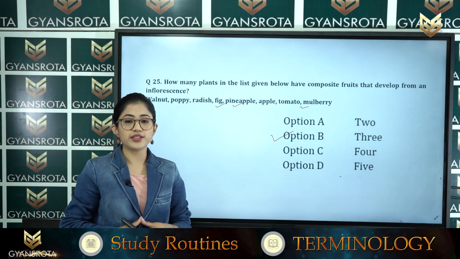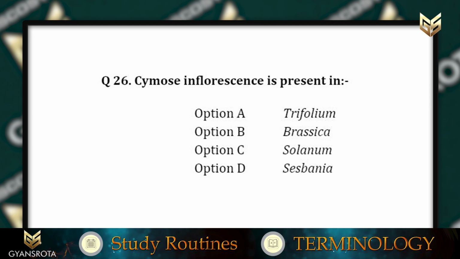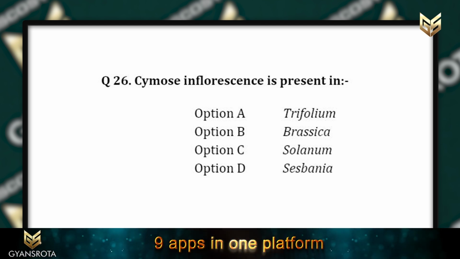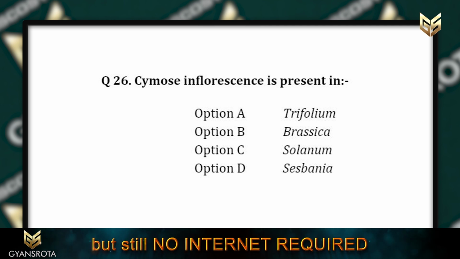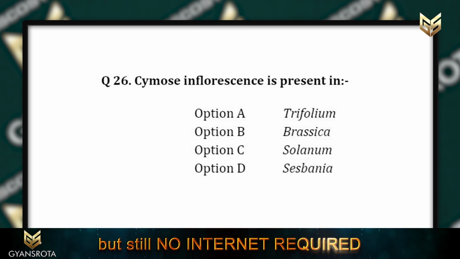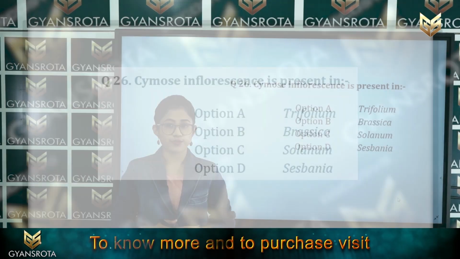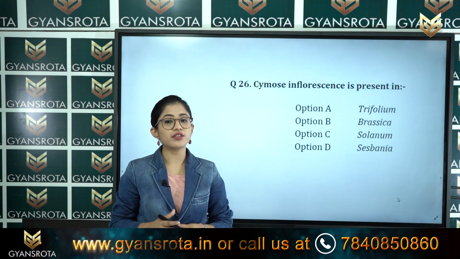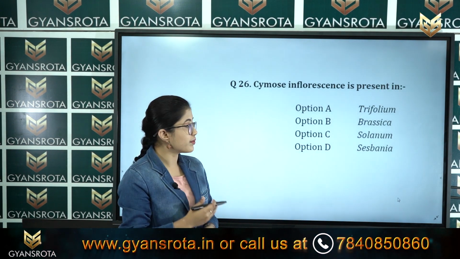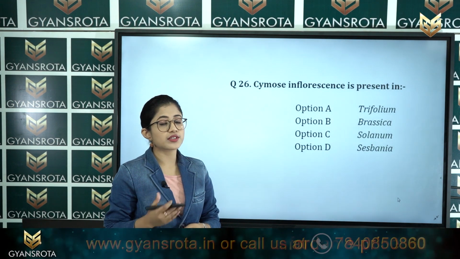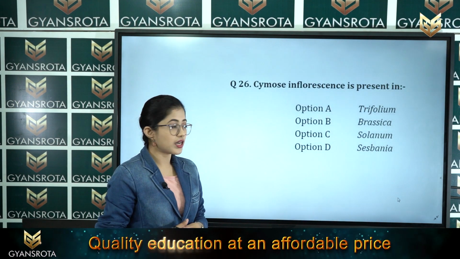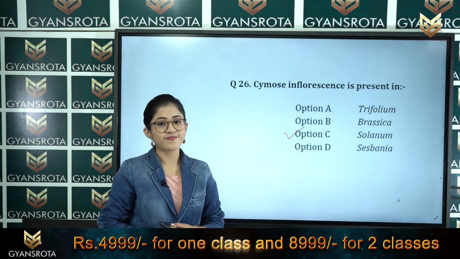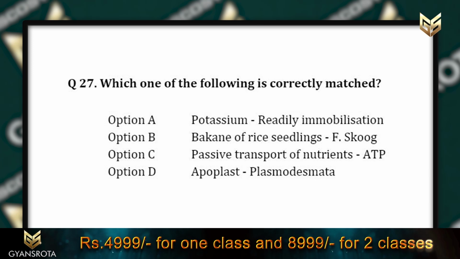Now, let us see the next question, that is question number 26. Cymose inflorescence is present in option number A, Trifolium, option number B, Brassica, option number C, Solanum and option number D, Sesbania. Students, in the chapter Morphology in Flowering Plant, we have discussed about the cymose inflorescence. So, among which of the following example the cymose inflorescence is present? It is present in Solanum, which means option number C is the correct answer for this question.